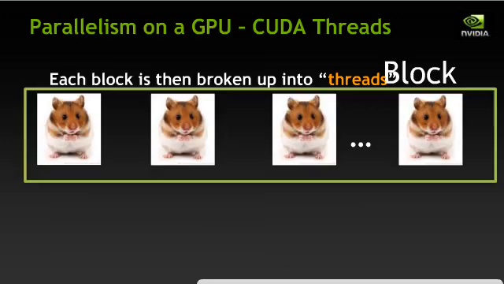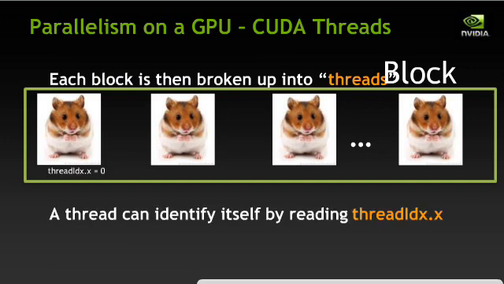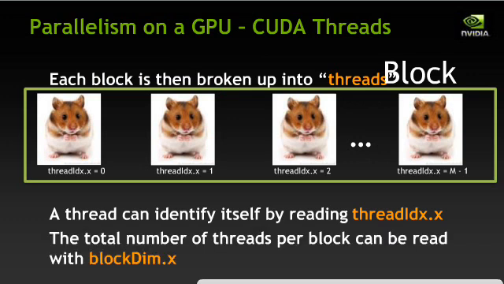And just like the grid, a block is made up of identical threads, and they also need a way to identify themselves so they can figure out which piece of data to work on. So they have their thread index: 0, 1, 2, up to however many hamsters we have per cage, minus 1. And finally, one additional variable we'll need, as we'll see shortly, is the block dimension. This simply tells us how many threads we have per block, or how many hamsters we have in each cage.